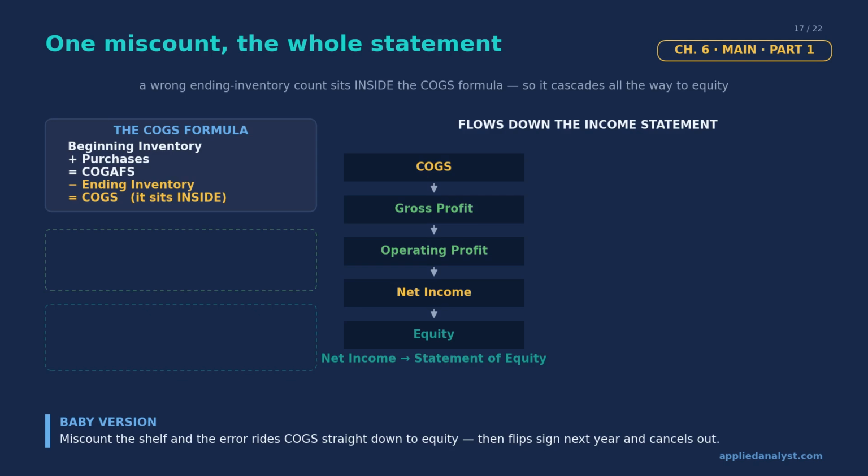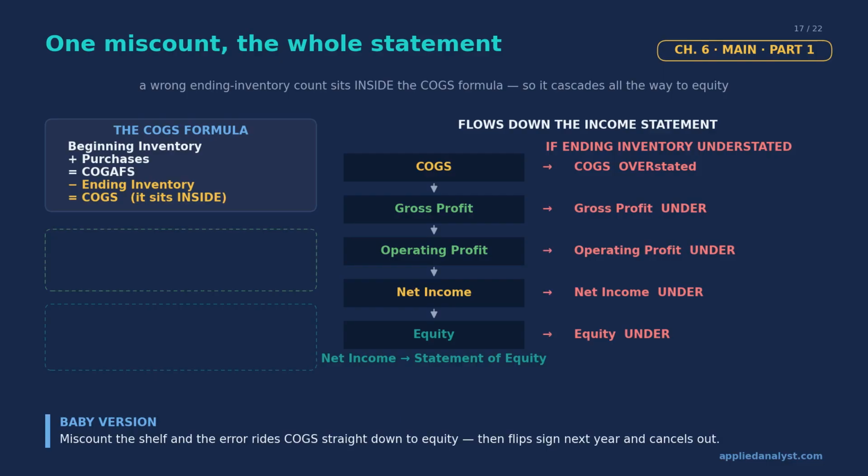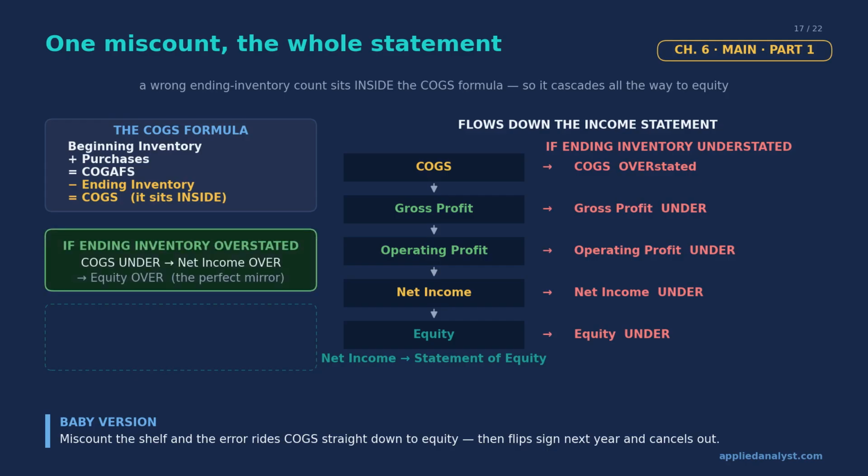If ending inventory is understated, counted too low, then cost of goods sold is overstated, gross profit understated, operating profit understated, net income understated. And since net income feeds equity, equity falls right along with it. Overstate ending inventory, and it's the perfect mirror. Cost of goods sold under, net income over, equity over, everything flips up.